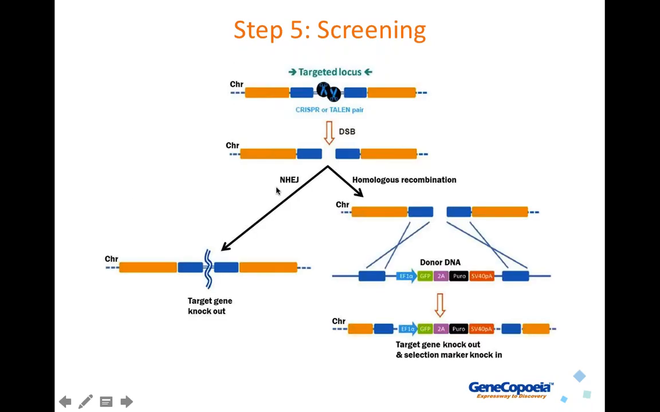So I'm going back to this slide where CRISPR usually works by creating double-strand breaks. And they're repaired by either non-homologous end joining or homologous recombination. The application that you are using will strongly influence how you go about screening for these modifications.